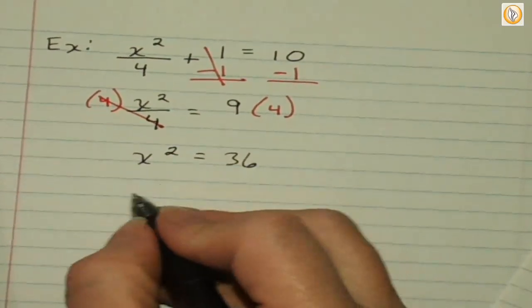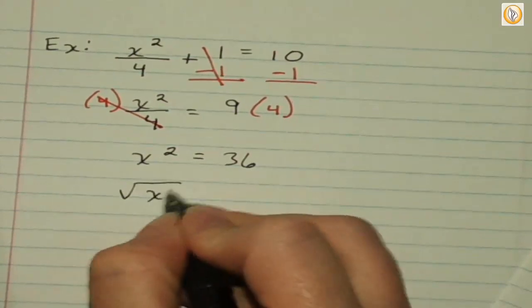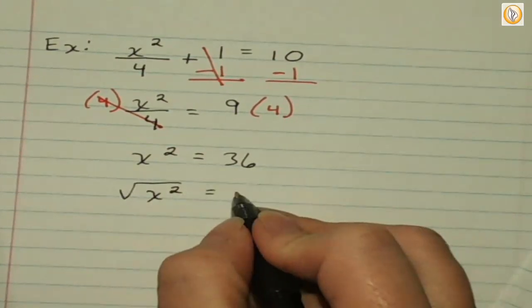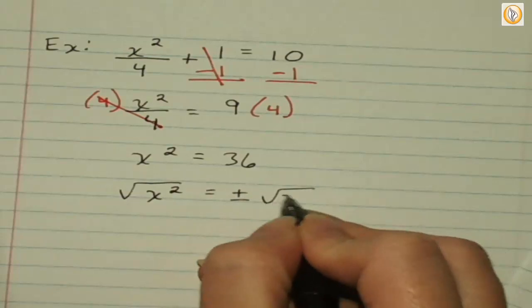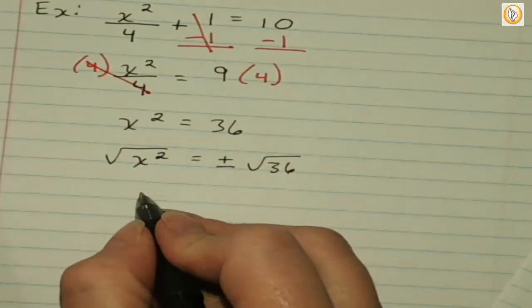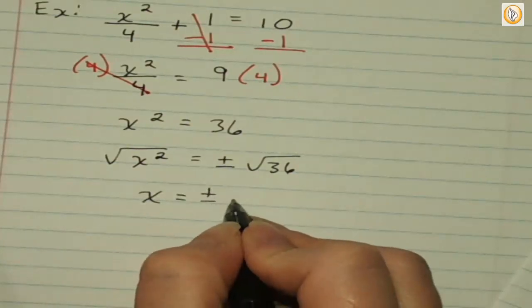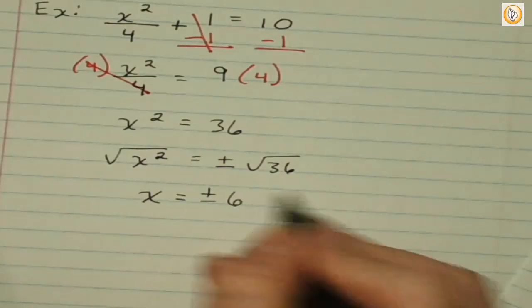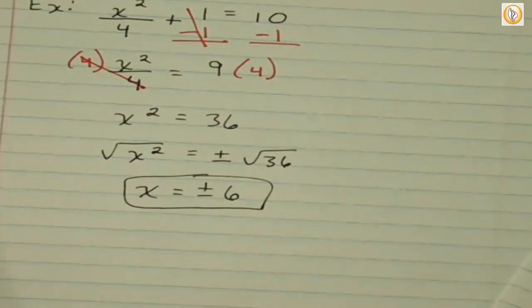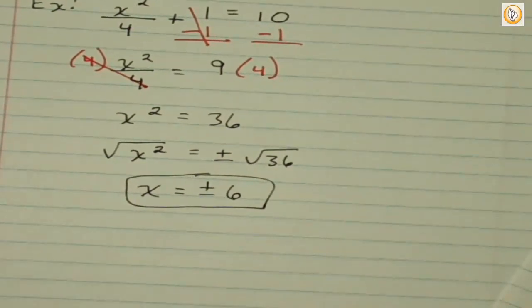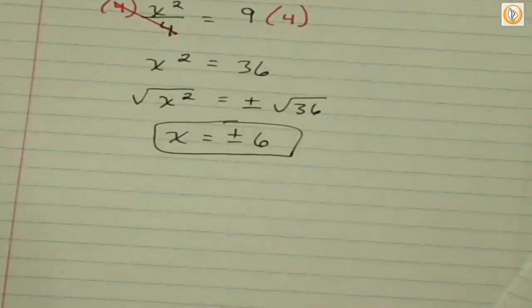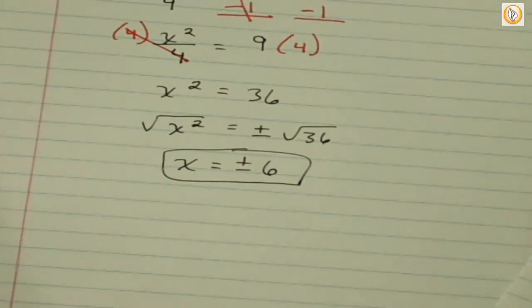Now what do I do? Now you're going to square root both sides, plus and minus. So what do you get? x equals positive and negative 6. I wrote 8. It's okay. Any questions? Do you understand? You multiply. Kelly, do you understand? Yes.